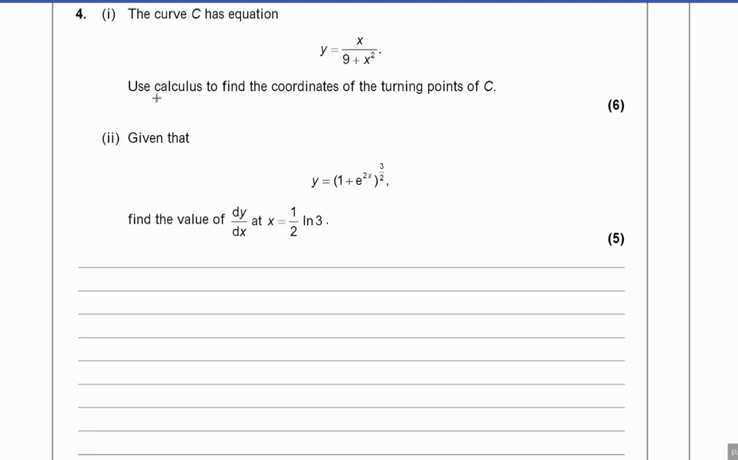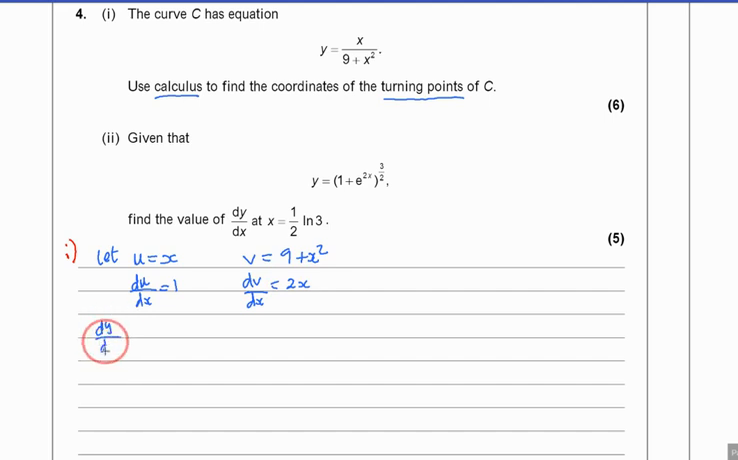So, clues here. Calculus implies either differentiation or integration. Working out the turning points implies differentiation, i.e. the stationary points. So to do part one, we see that it's a quotient because you've got x divided by 9 plus x squared, so it's the quotient rule. So let u equal the top function, which is x, and v equals 9 plus x squared. That means du dx is equal to 1, dv dx is equal to, 9 differentiates to 0, and the x squared becomes 2x.